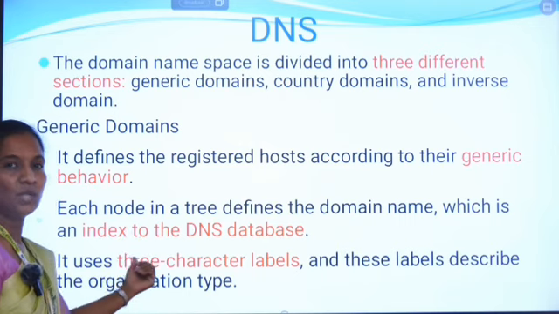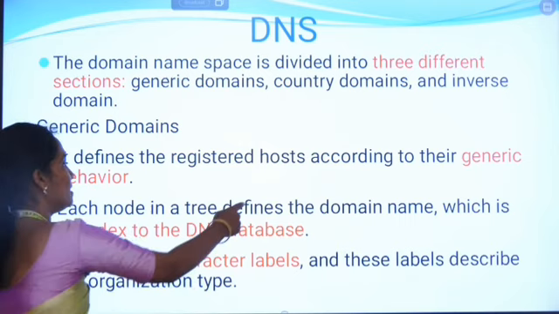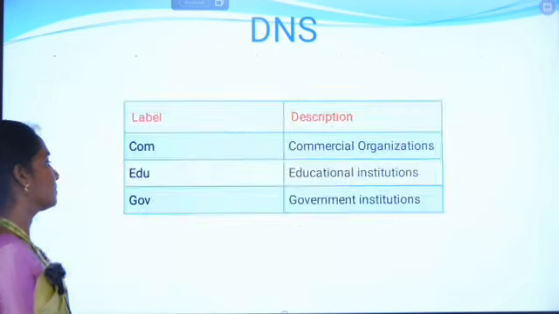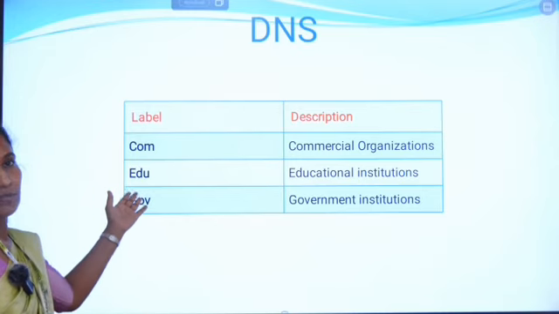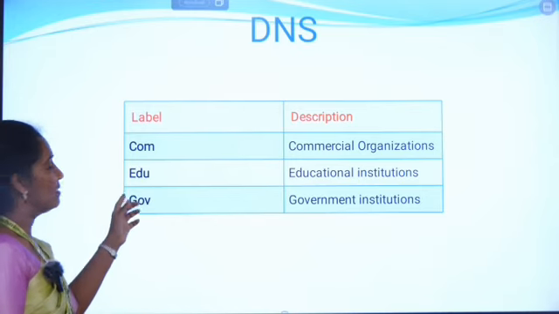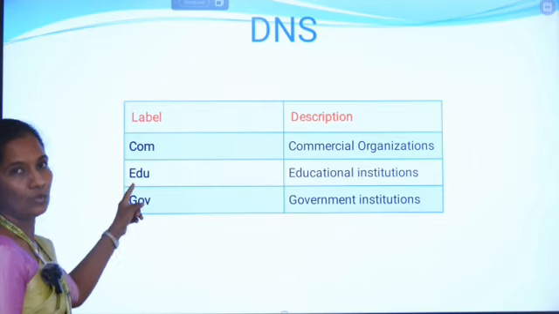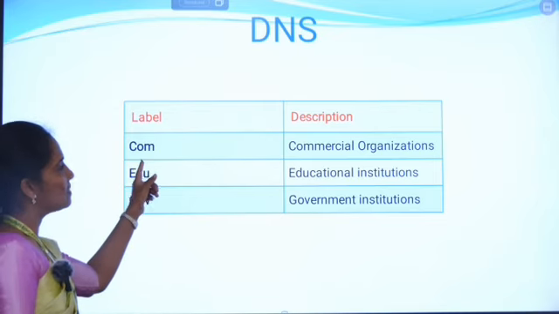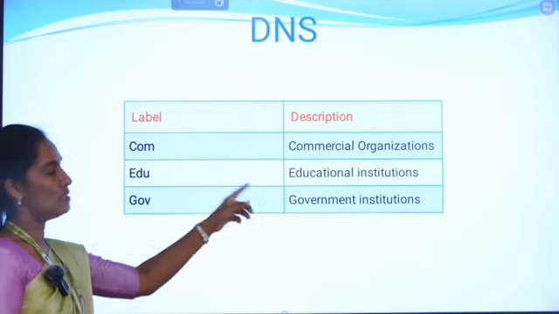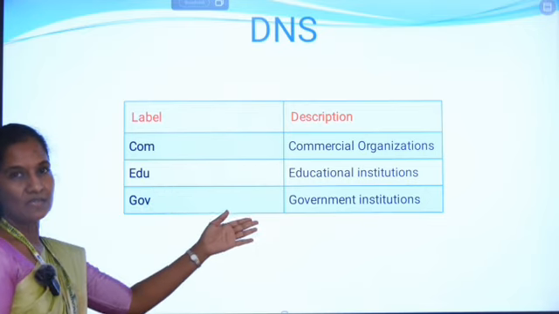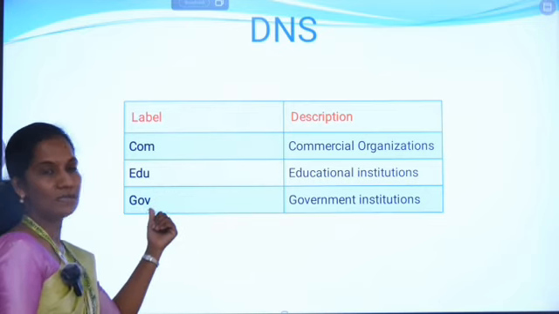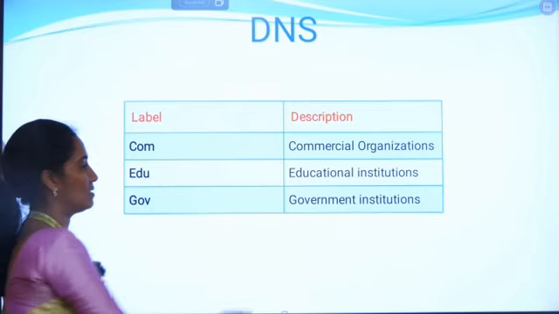This has 3-character labels. We'll see it. Here I have given certain examples for the labels. Those are com, edu and gov. Com is nothing but commercial organization, edu is used for educational institution, and gov is used for government institutions.